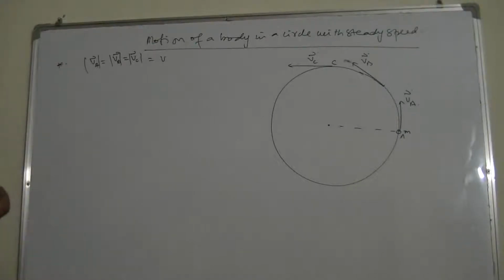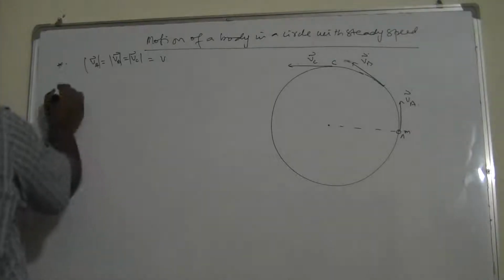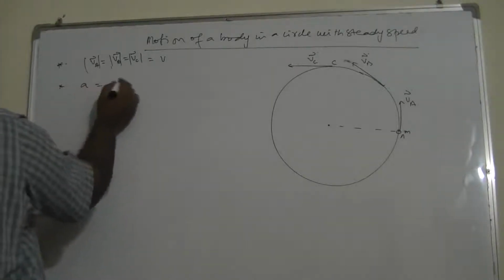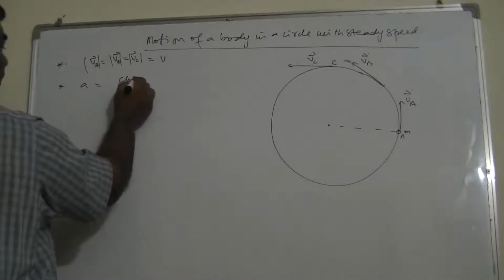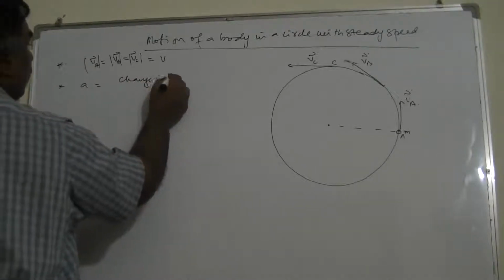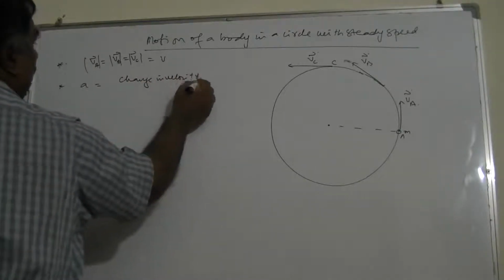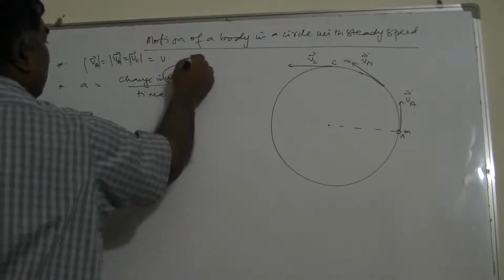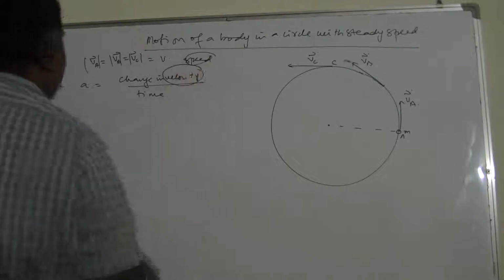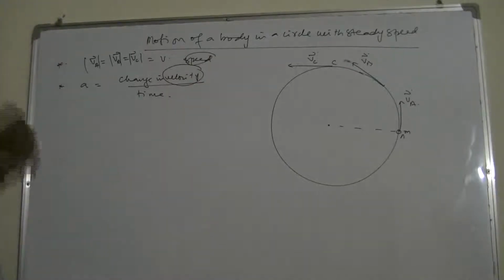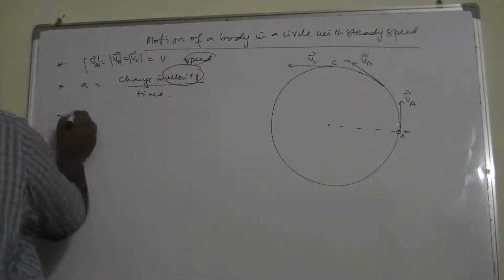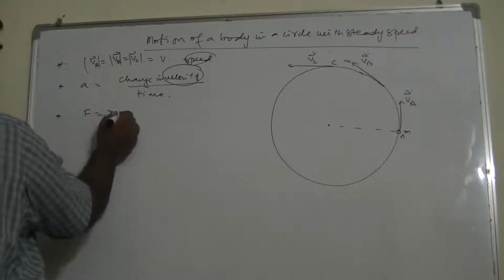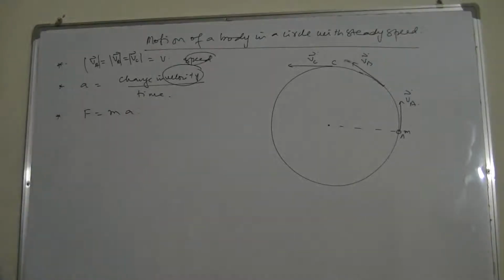Now since velocity changes, the body is under acceleration, because you know acceleration is defined as the change in velocity upon time. This is the change in velocity upon time. This is not the change in speed. So clearly the body is accelerated. When the body is accelerated, Newton's second law says there must be a force. F is equal to ma.